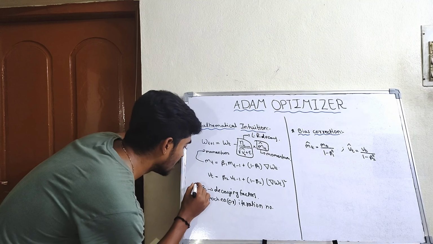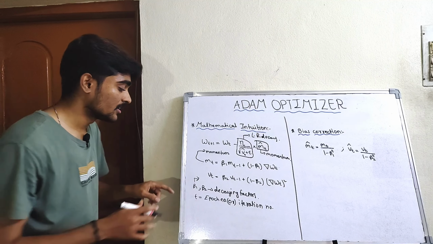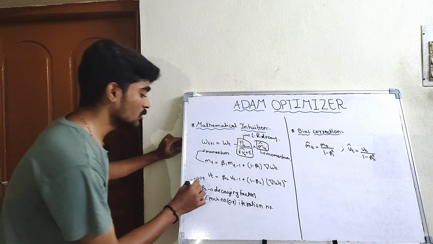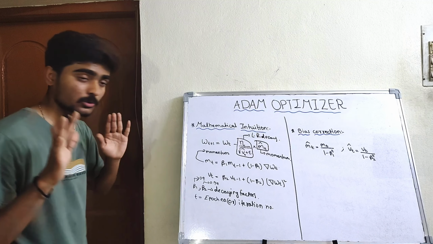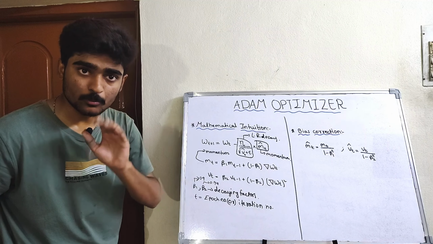Now, the most frequently used beta 1 value is 0.9 and the most frequently used beta 2 value is 0.9.